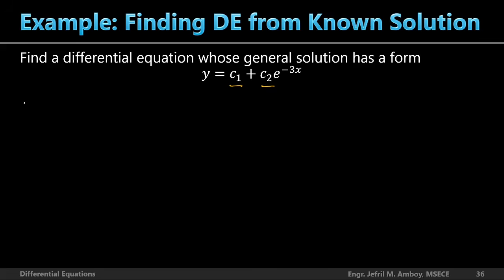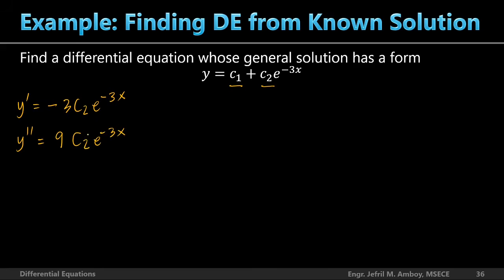Okay, so let's do the solution by first getting the derivative of y with respect to x. So let's get y prime, sabay-sabay. The derivative of this constant term is 0. And then if I differentiate this, I will get negative 3 multiplied by c2 times e to the negative 3x. So this is my first derivative. So let's now get the second derivative. Okay? So if I differentiate this term, negative 3 times negative 3 will give me positive 9. So 9 c2 e to the negative 3x.